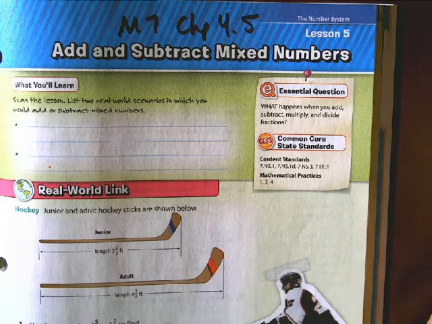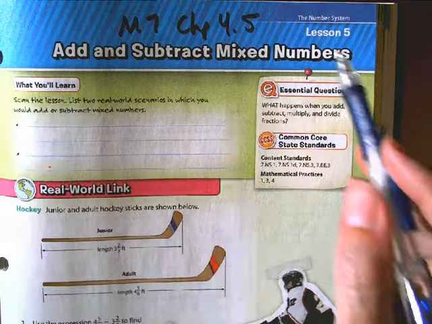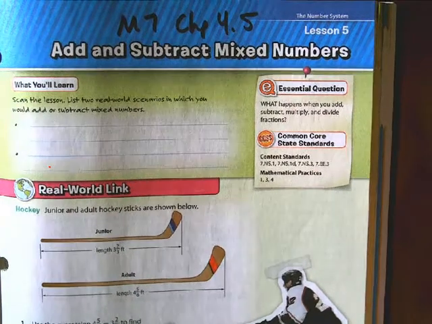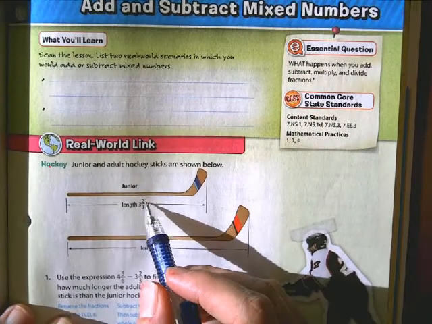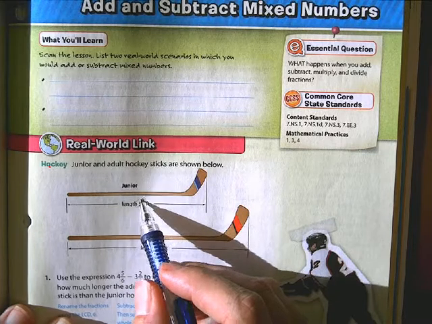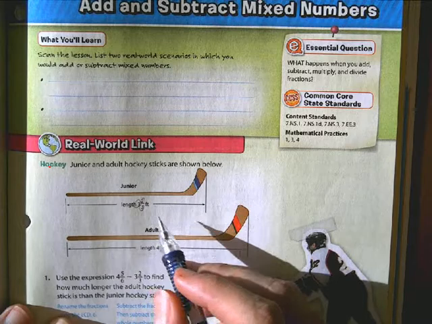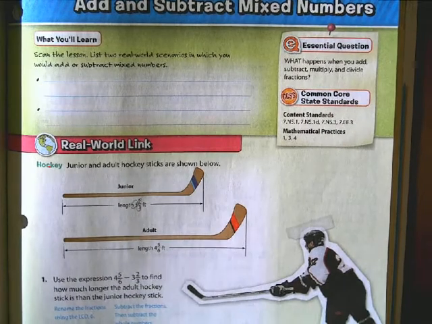Alright, this is Math 7, Chapter 4, Lesson 5. We're adding and subtracting mixed numbers today, right? If you look at a little sample here, we're looking at numbers that are not just a single fraction, but they have that whole number in front, which is why they're called mixed numbers, right? So we're adding and combining mixed numbers, and we might be subtracting them as well.